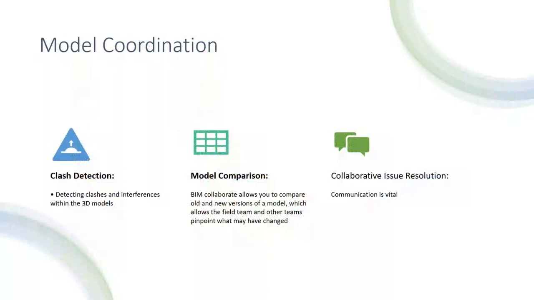The next feature is model coordination. Model coordination has clash detection, model comparison, collaborative issue resolutions, and we can go into each one on its own. So clash detection is where you can identify or prevent issues during the construction phase and essentially save thousands of dollars.